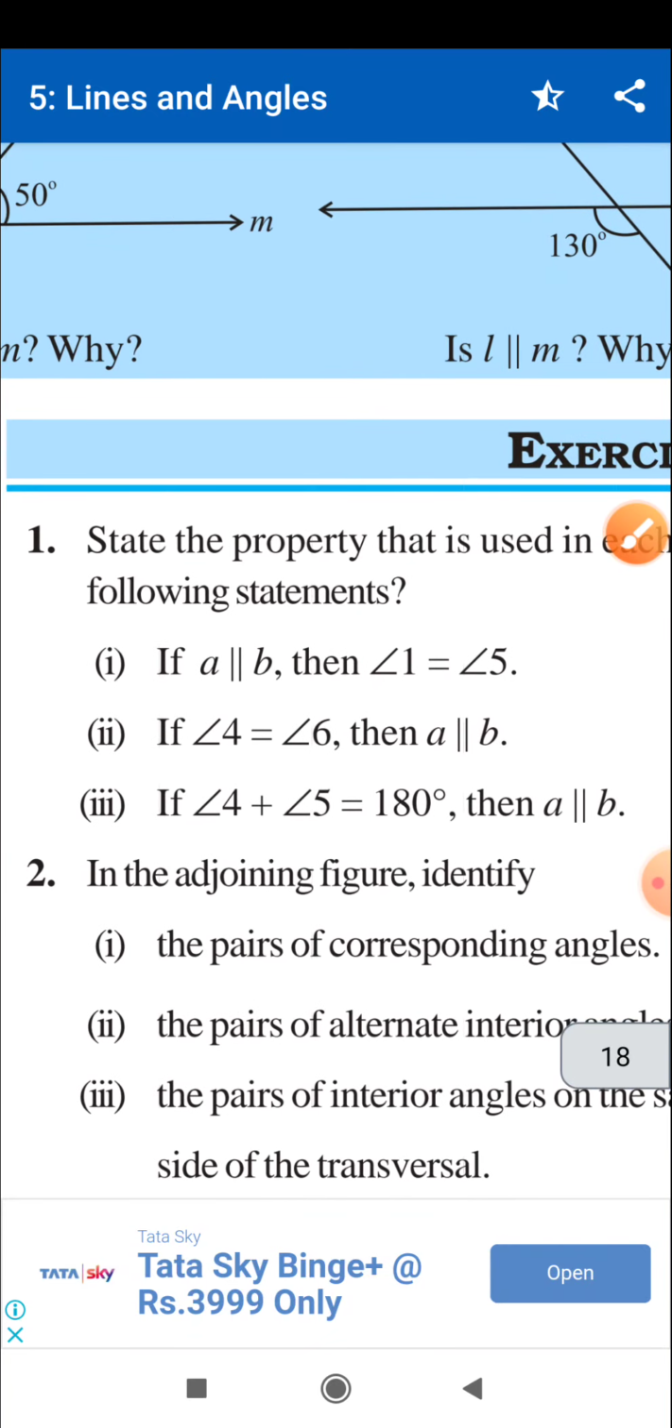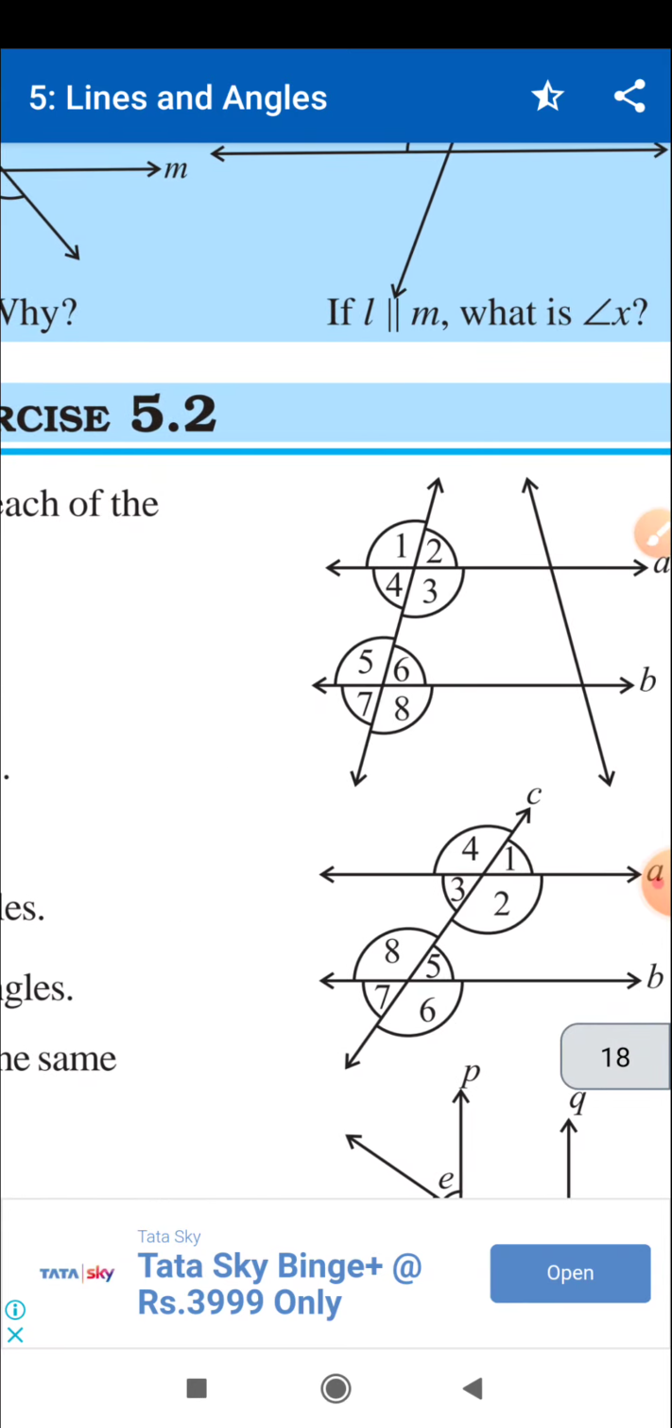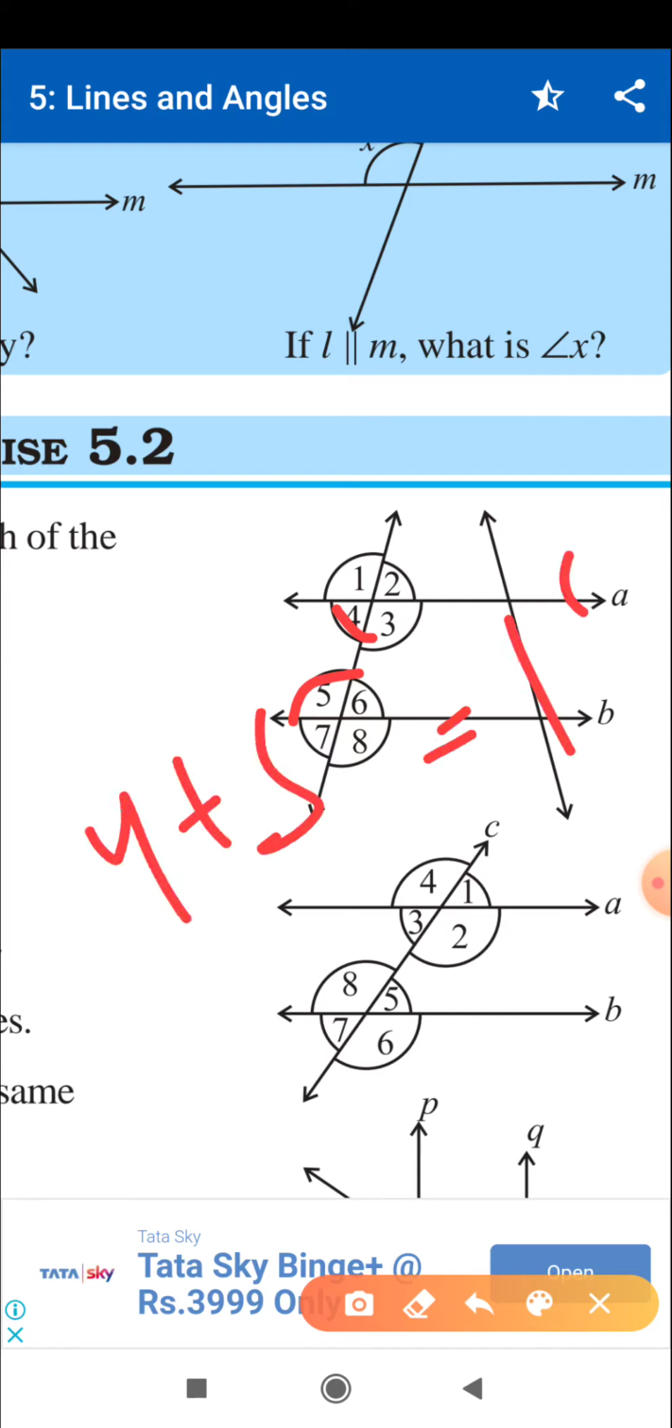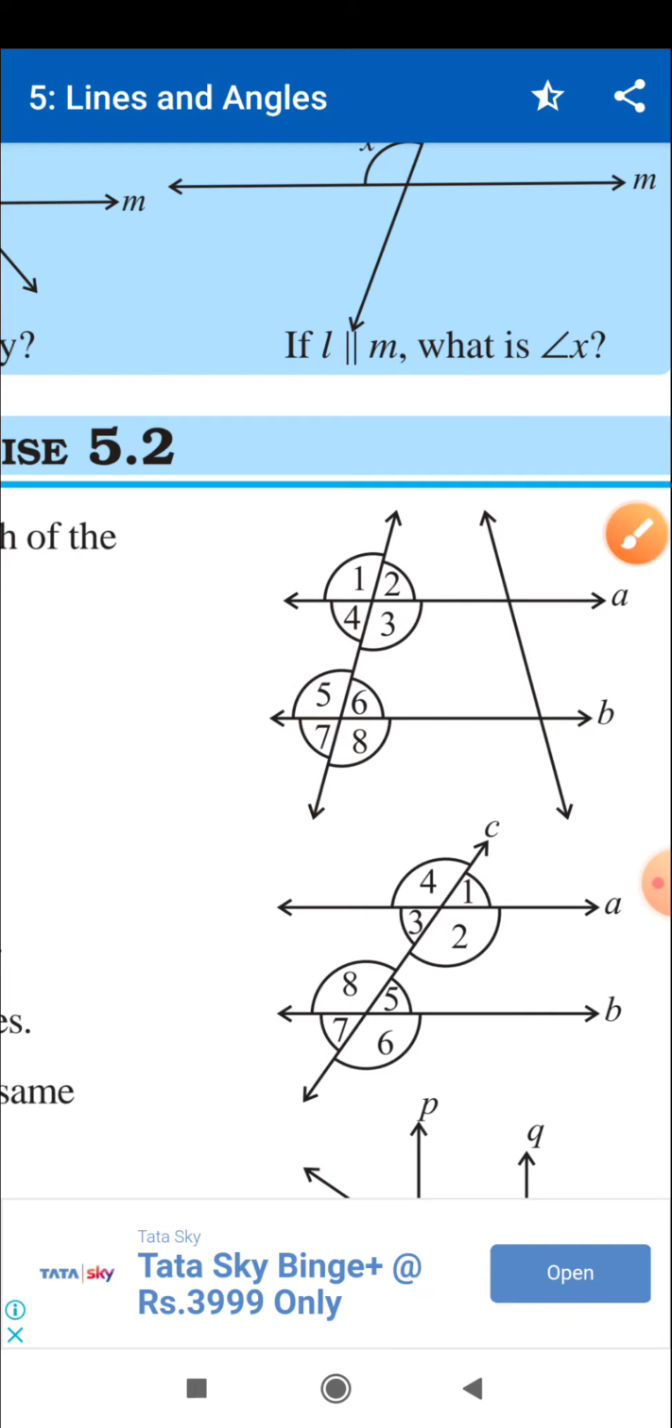Our next statement is: if angle 4 plus angle 5 is equal to 180 degrees, then line A is parallel to line B. So we have angle 4 and angle 5, which are co-interior angles because they form one side of a transversal line. So they form a pair of co-interior angles, and if the sum of the co-interior angles is 180 degrees, then the lines are parallel. Now move to our next question.